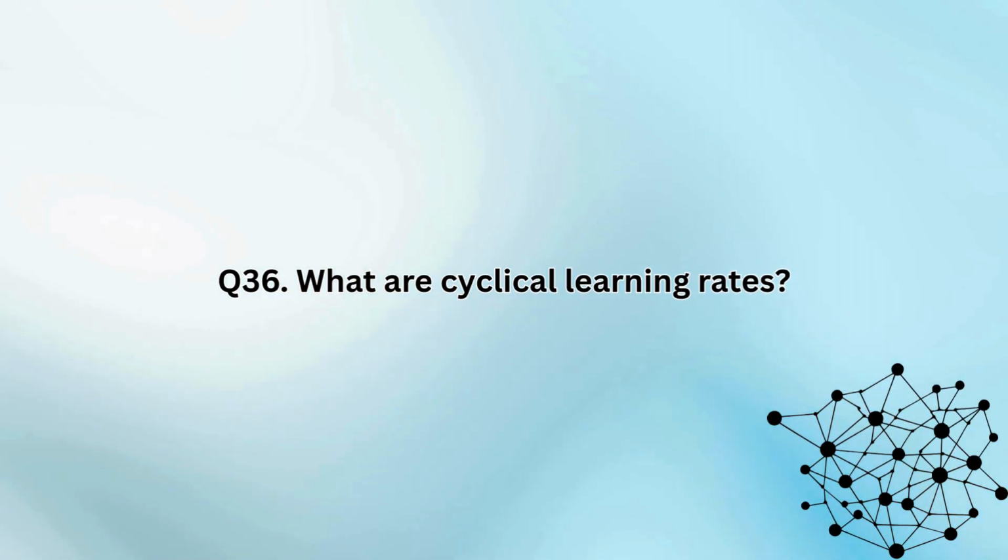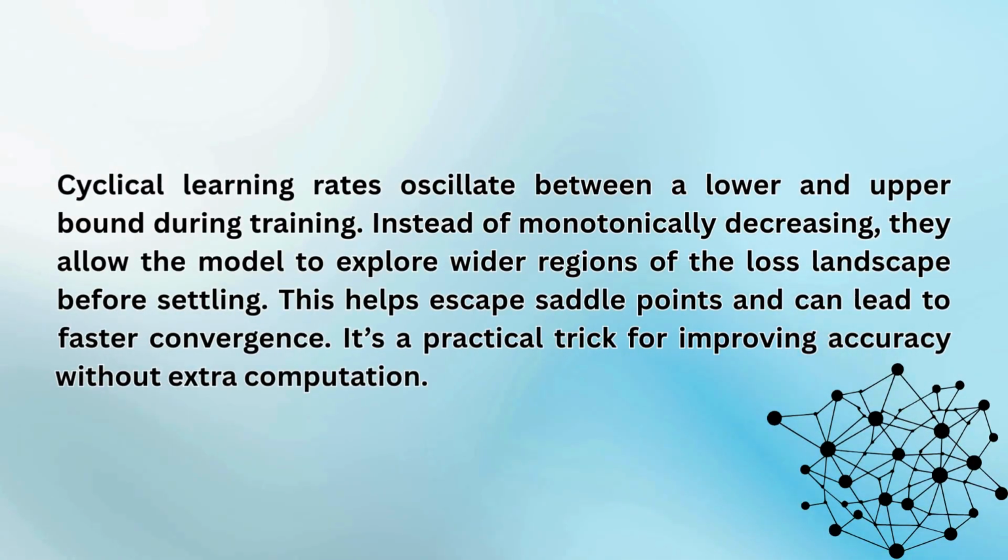What are cyclical learning rates? Cyclical learning rates oscillate between a lower and upper bound during training. Instead of monotonically decreasing, they allow the model to explore wider regions of the loss landscape before settling. This helps escape saddle points and can lead to faster convergence. It's a practical trick for improving accuracy without extra computation.